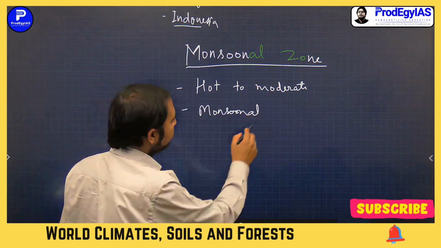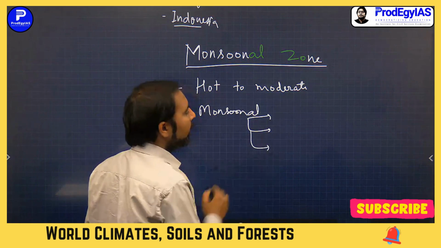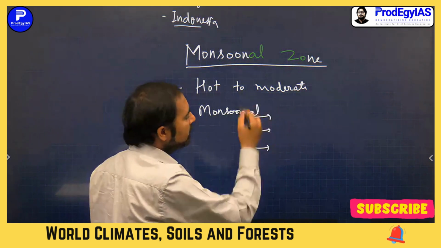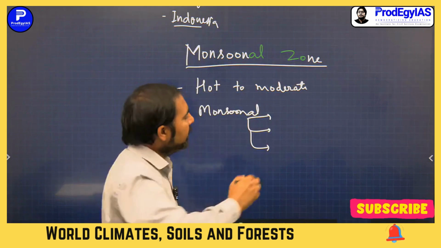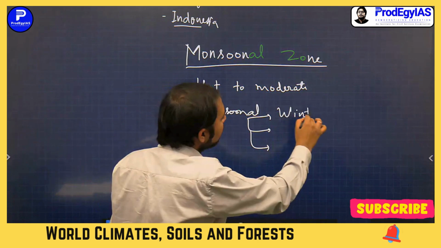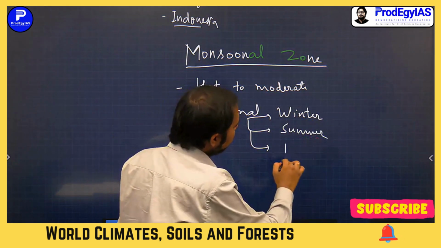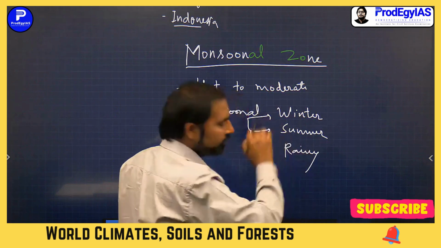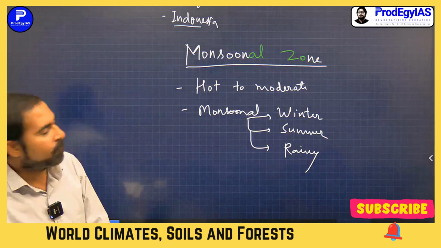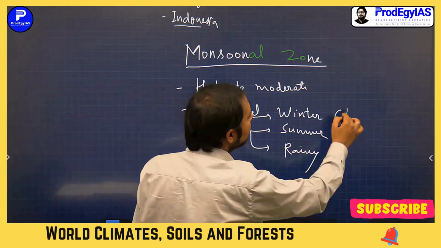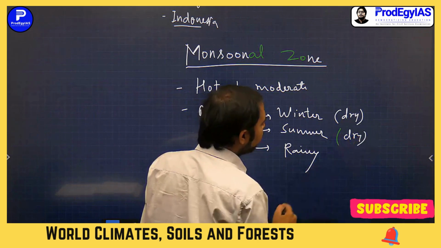Monsoonal rainfall has largely 3 seasons: winter, summer, and rainy season. In monsoonal type of climate, there are 3 seasons. Winters are dry, summers are largely dry, and the rainy season is wet.